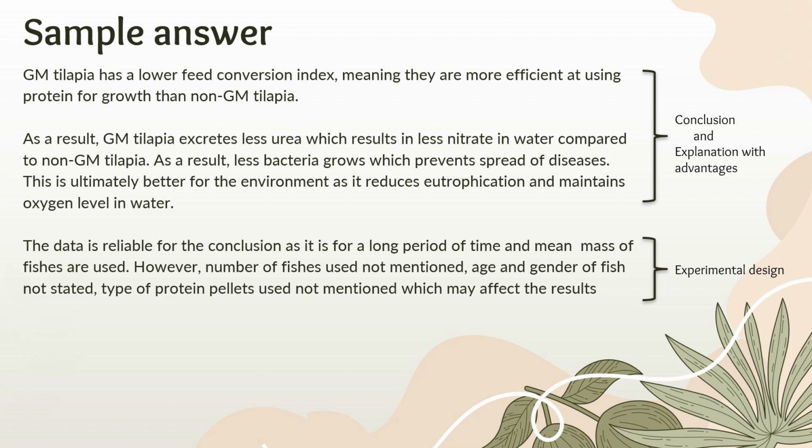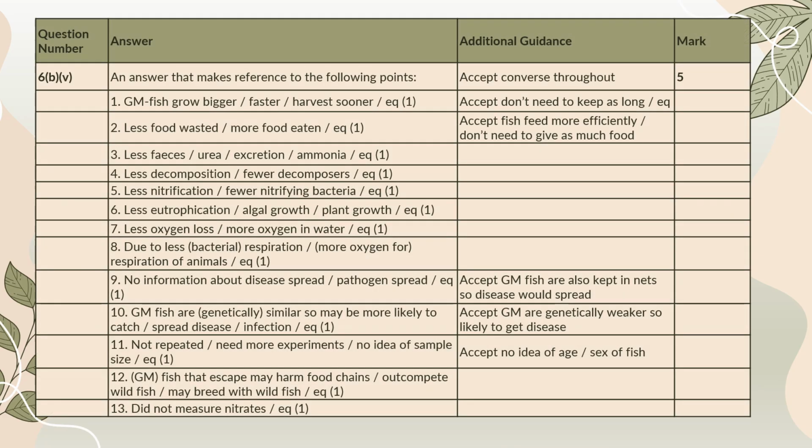The data is reliable for the conclusion as it is for a long period of time, and mean mass of fishes are used. However, the number of fishes used is not mentioned, age and gender of fish not stated, type of protein pellets used not mentioned, which may affect the results. Although there are some disadvantages like GM tilapia having less variation and being more susceptible to diseases, the candidate has achieved full marks. However, you should always discuss all possible advantages and disadvantages. Here is the mark scheme.